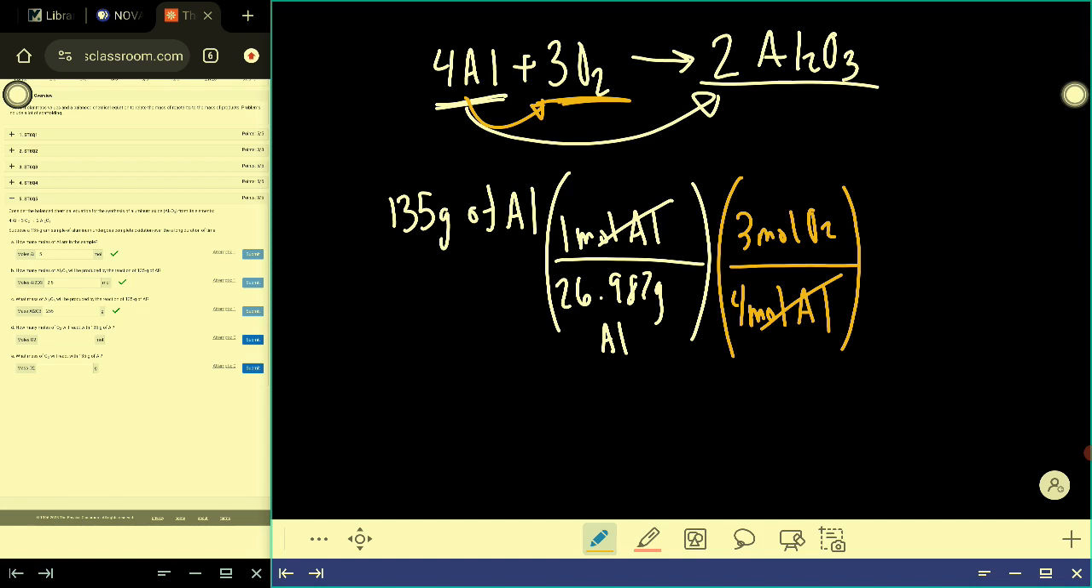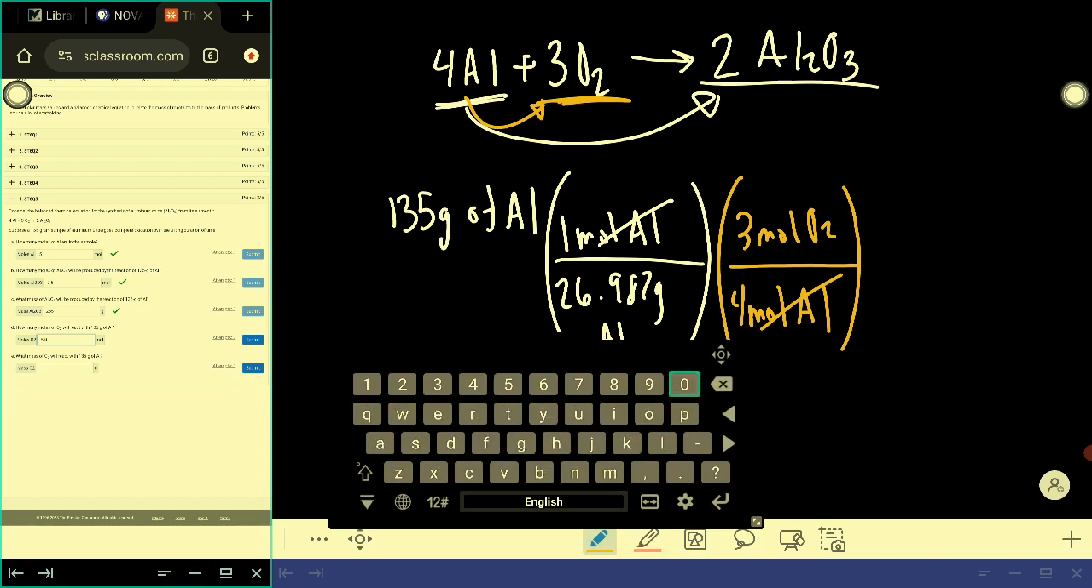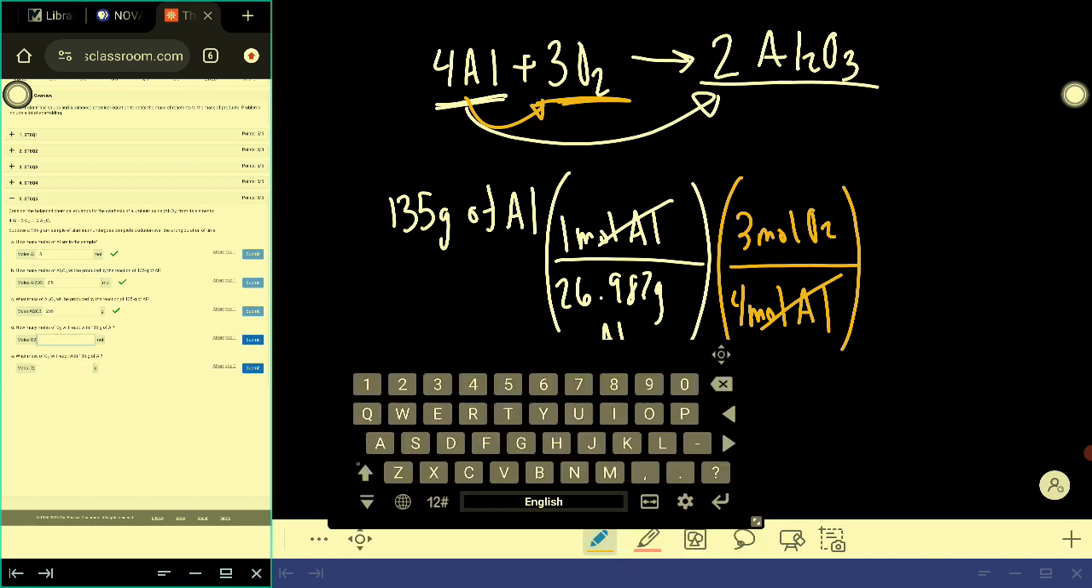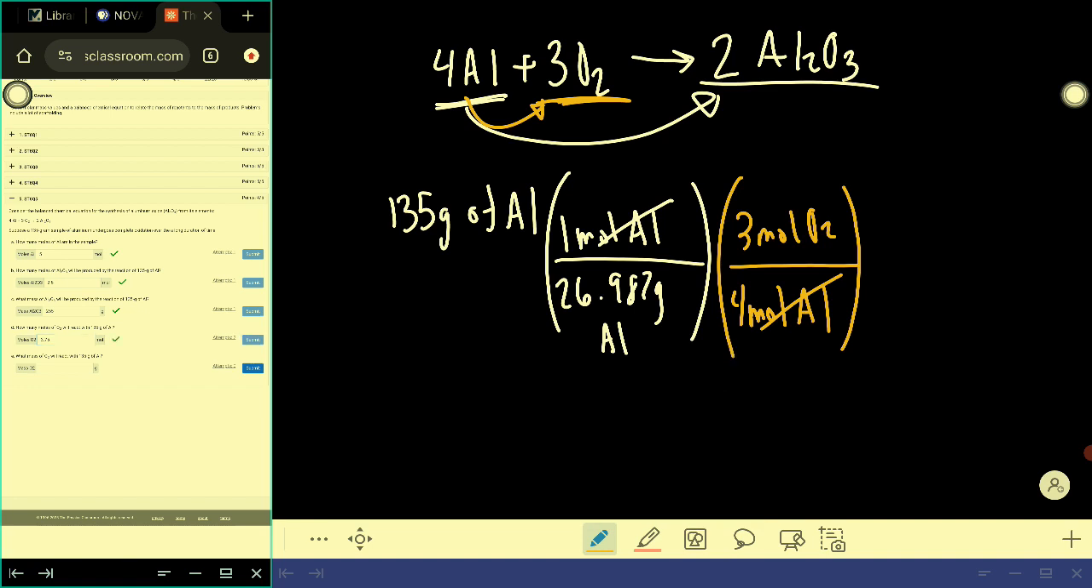So that first question said how many moles of oxygen will react. So I'm going to take 135 divided by 26.982, and I get about 5, but with 3 sig figs, it's going to be 5.00. Oh, what did I do wrong? 135 grams of aluminum. Oh, shoot, I only did one. I stopped too early, sorry. It's 135 divided by 26.982 times 3 divided by 4. Let's get ahead of myself here, or behind, I suppose. 3.75. All right, now mass.